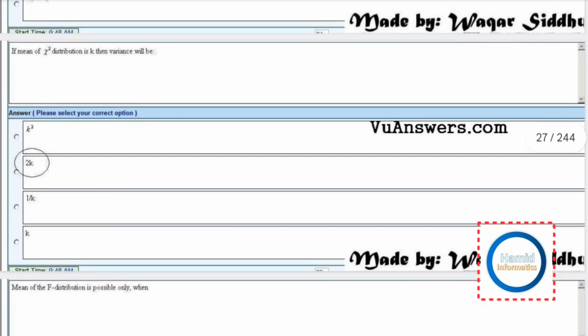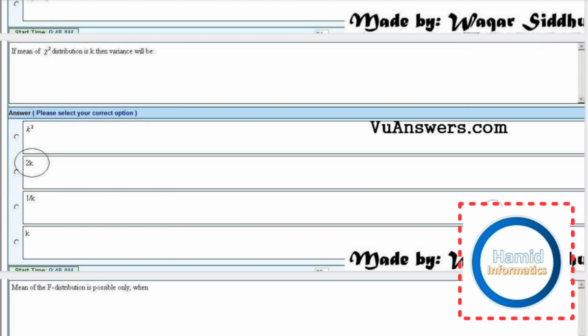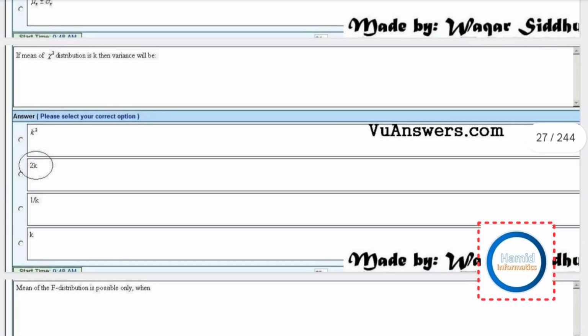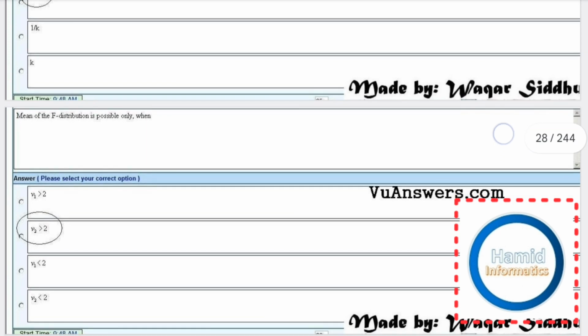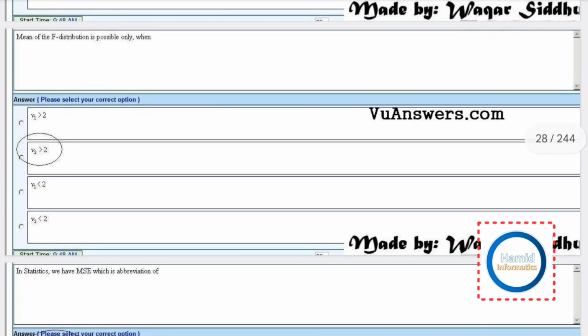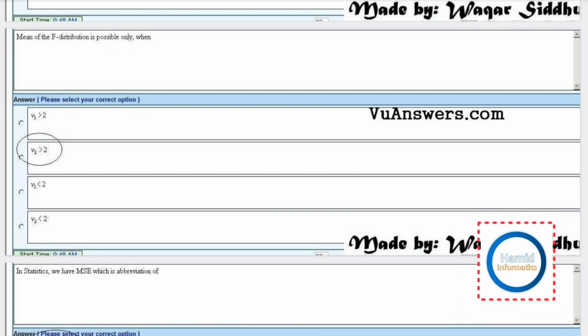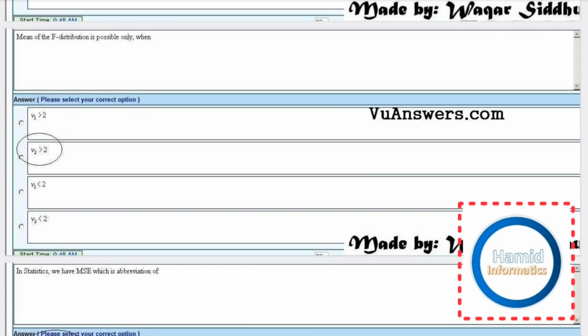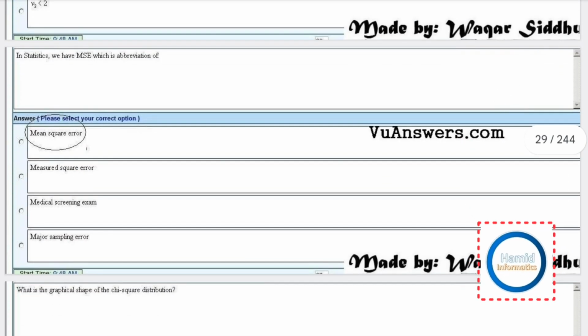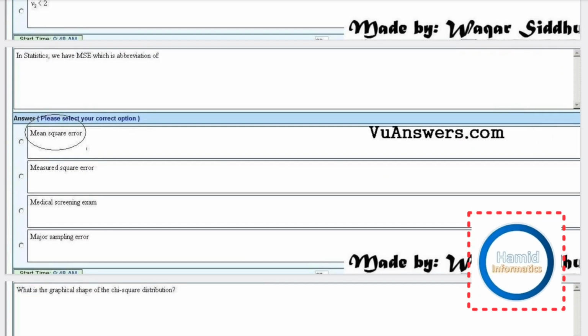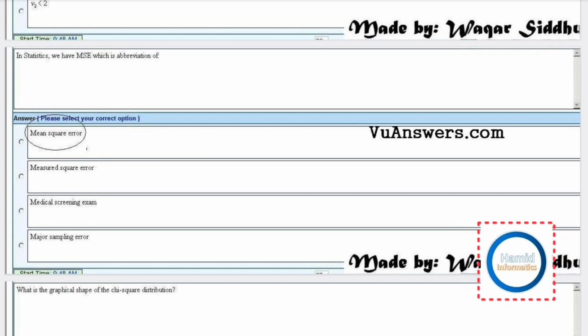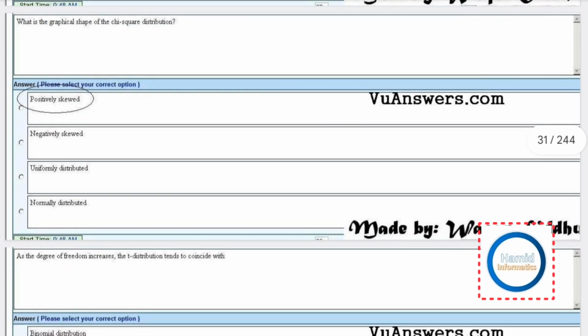Next is if mean of chi-square distribution is k, then variance will be 2k. Mean of the F distribution is possible only when v2 greater than 2. In statistics we have MSE, which is abbreviation of mean square error. The graphical shape of the chi-square distribution is positively skewed.